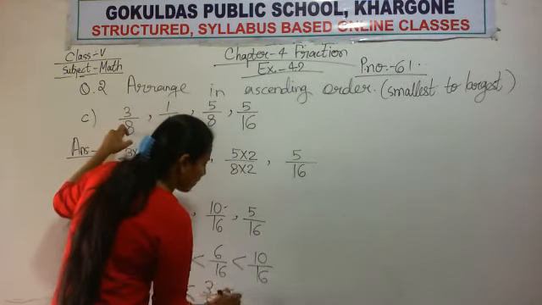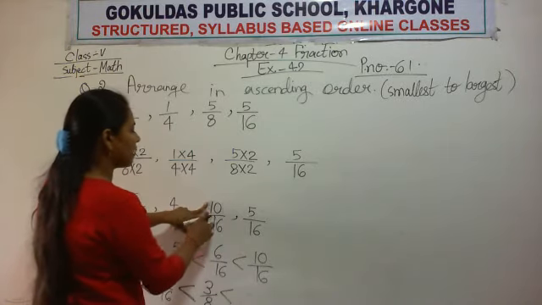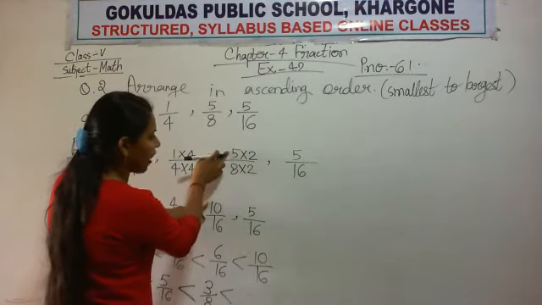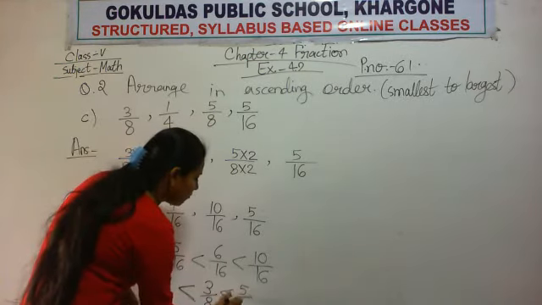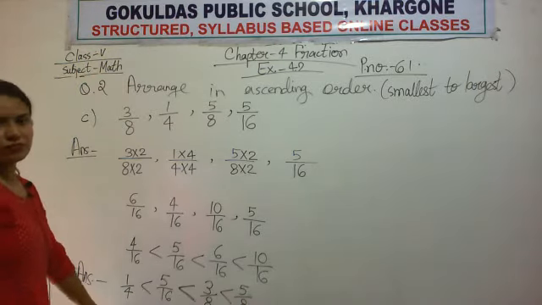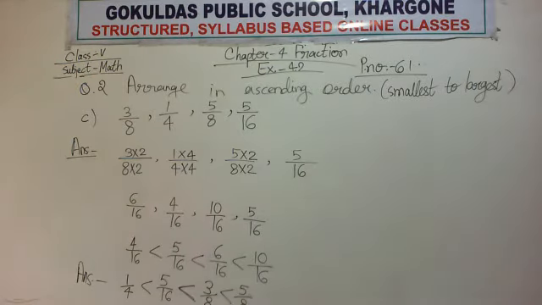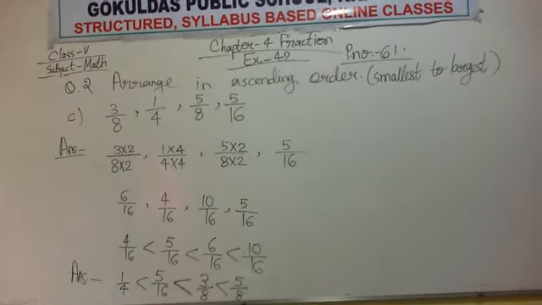Now the last one, that is 10 upon 16. How do we get this 10 upon 16? When we solve 5 upon 8. So 5 upon 8 will come at the last place. So it is our final answer. This is how we arrange the fractions in ascending order.